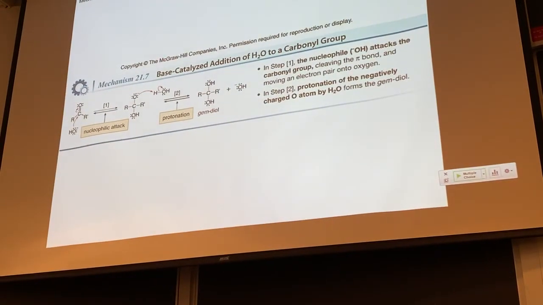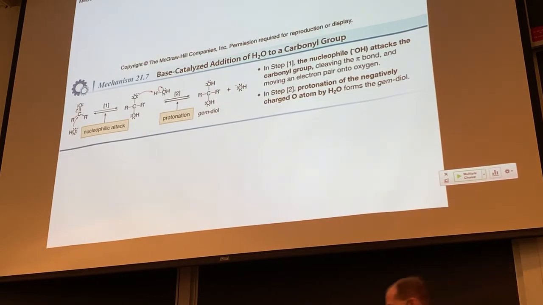We have to have either base or acid catalysts. So there's two different mechanisms. In base, our hydroxide is a strong nucleophile, so that will attack our carbonyl carbon. And then our water protonates the oxygen, giving us our hydrate, regenerating our base. That's why it's catalytic in base.